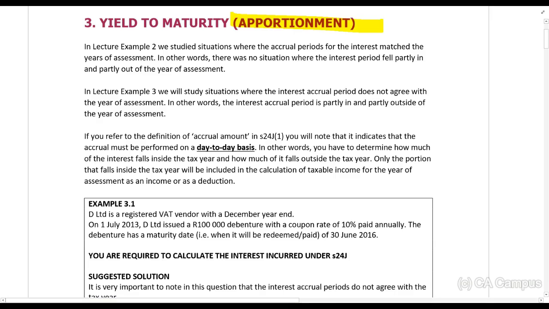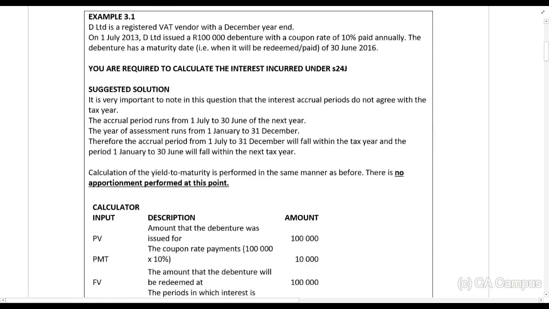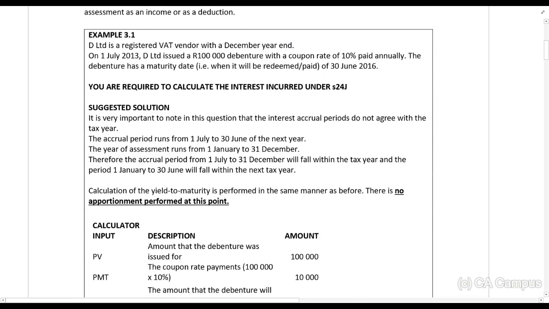You can only include in your tax calculation whatever relates to that specific year. So if it's partly inside this year and partly outside of this year, you will have to apportion it. And that apportionment you will do on a day-to-day basis. This is important. This is what the Act tells us. Right, so this is the most complicated it can get. But guys, please note, your big calculation of accrual of interest and so on will still count a lot of marks. Alright, so let's start looking at it.